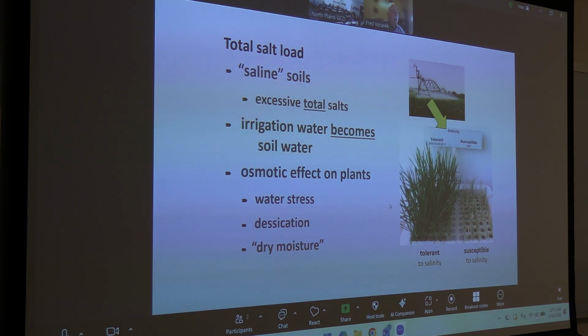So what we can see here, and this is an example of a couple different wheat varieties, is this water stress, and we talk about desiccation, drying out. What can happen is you can get soil that feels wet, but because the salt content is so high, the plants are actually under drought stress. And it depends on the varieties and some different things.